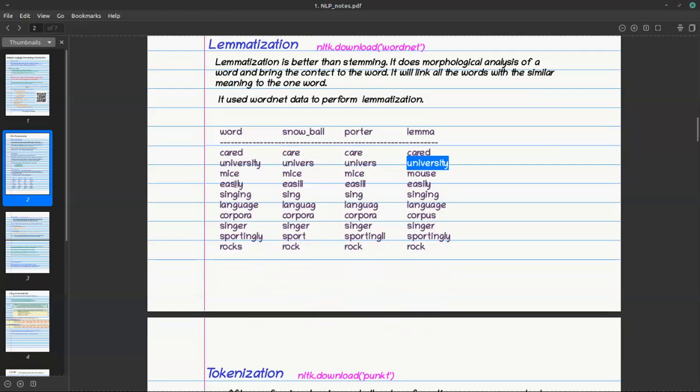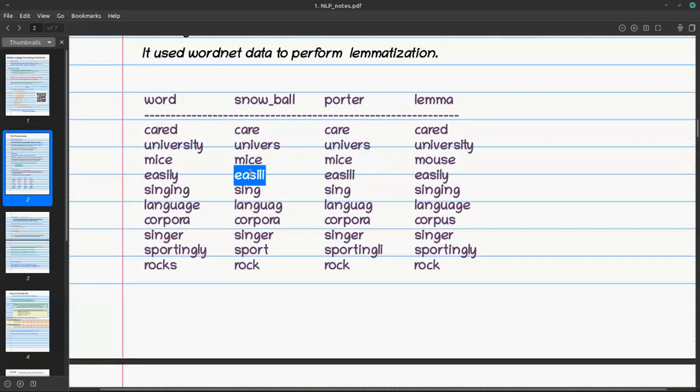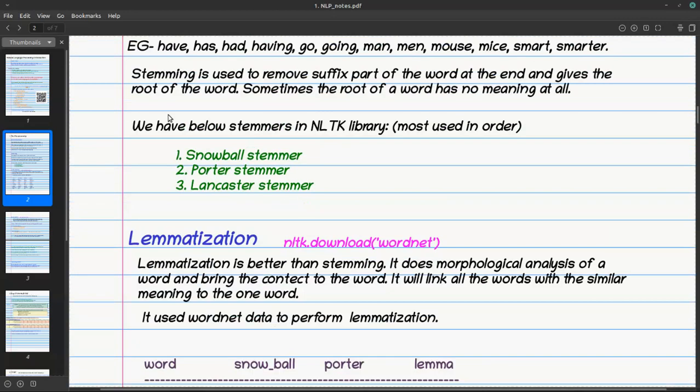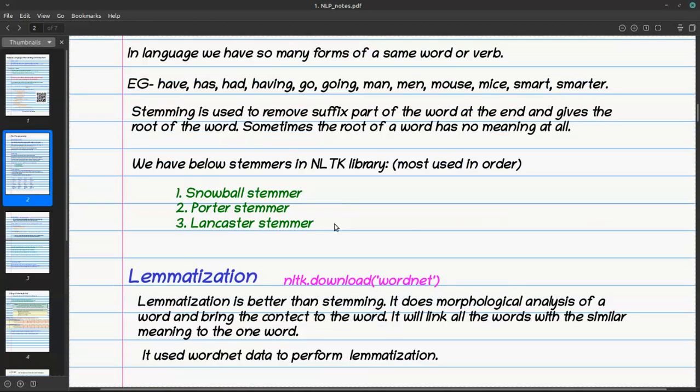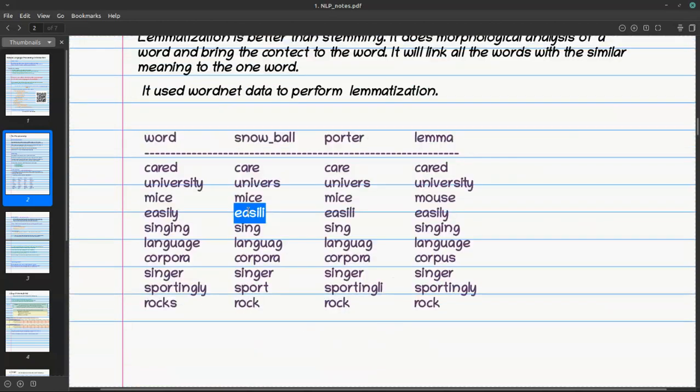And it will go crazy for "easily". See, it is converting "easily" into "easili". So what is the meaning of this word? The stemmer is useful when you don't want to preserve the meaning of a word, and lemmatization is very useful when you want to preserve some kind of meaning out of the given word. These are some examples. Spottingly is converted to this kind of spottingli in the Porter stemmer, while the Snowball stemmer gives spot.